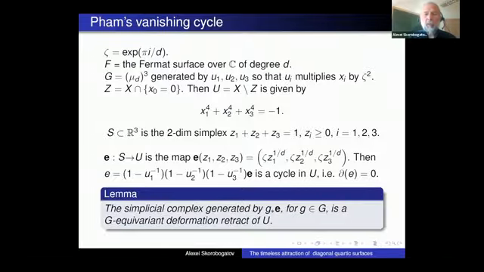And then what Frederick Pham proves, and that's essentially straightforward, is that he constructs a G-equivariant deformation retract of U to the geometric space of the simplicial complex generated by this cell. So we take this cell, given by this explicit formula here, and apply to it the elements of the group G.